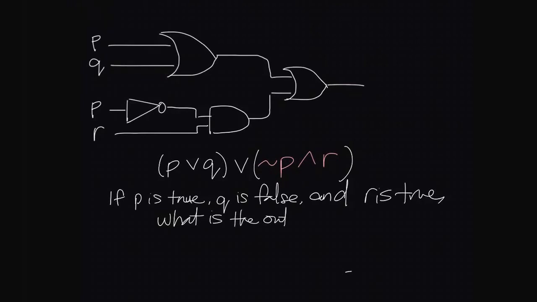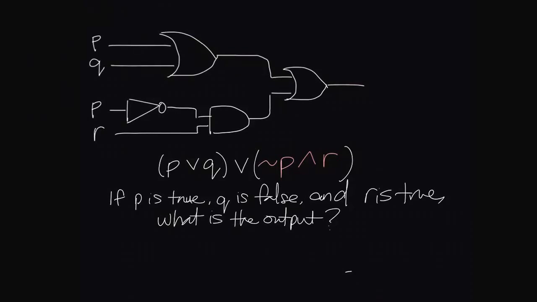Well, one way to do this is to make a truth table. But you only have to make a truth table using one row. A row where P is true, Q is false, and R is true. So you don't have to do all 8 scenarios because we're very specific about P being true, Q being false, and R being true. Another way to figure out the output here is to use the network up here.